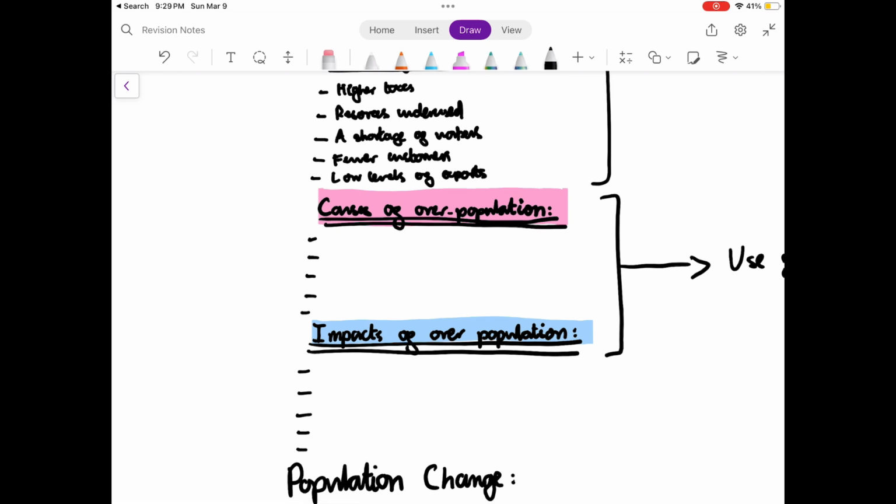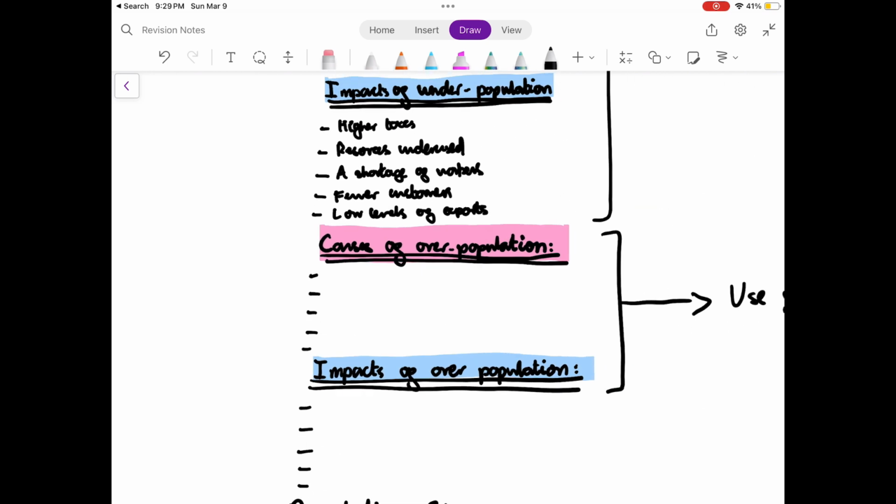So the causes of overpopulation. One is the lack of contraception, and as I said earlier, this could lead to more children being born, which therefore increases the population by a lot. The next thing is early marriage, and this is because when women marry earlier, they are likely to be more fertile and more likely to have more children, which could lead to an increase in population.